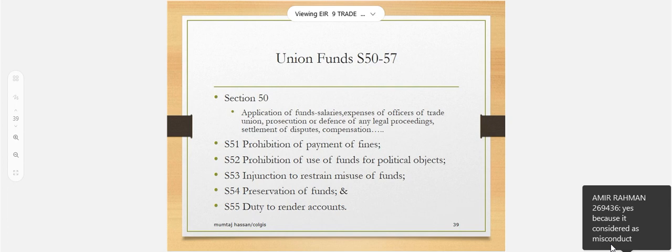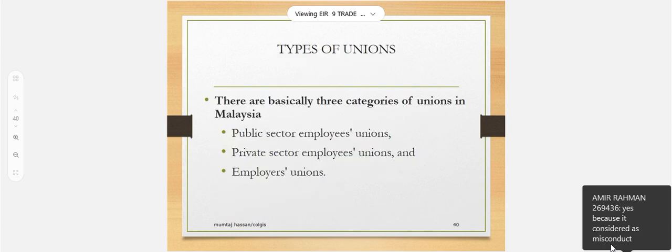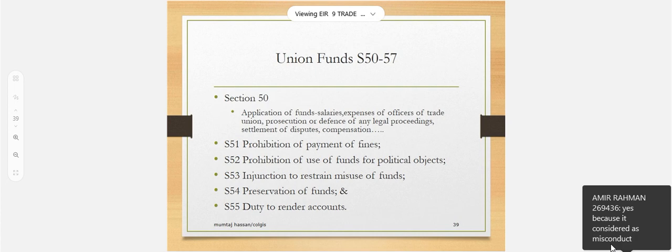Okay. So Sections 50 to 57 are regarding the management of the fund of the union. Okay, so you can use the fund. Let me see whether I put in detail or not. It's very short here. Okay, so you can use the fund to pay salaries or the expenses of the office. Or maybe if there's any case against the trade union, you can also use it for the prosecution or defense of any legal proceeding. Or if there's any dispute, you can also use the money to pay compensation. Okay, so the money is very useful. There are the subscription fees every month from the employee. I'm not sure about the rate, maybe it's like 7 ringgit, or it depends on the trade union, per month for every member.